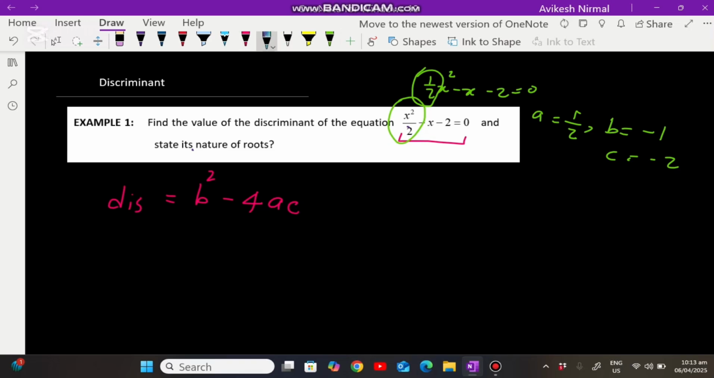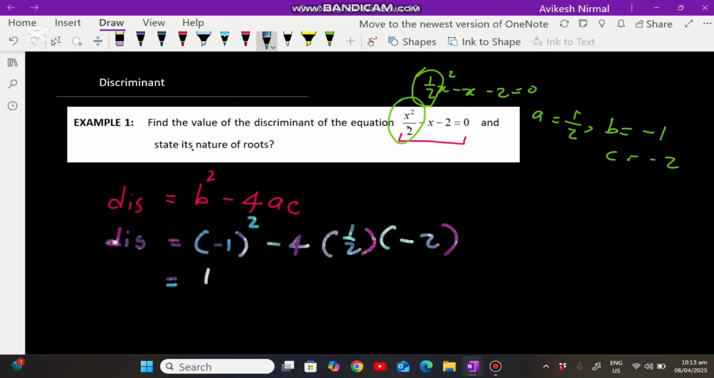Now we can go ahead and put this in the formula. So the discriminant is equal to b, which is negative 1, squared, minus 4, a is half, and c is minus 2. Solving this, negative 1 squared is a positive 1, and half of minus 2 is minus 1, and minus 1 times minus 4 is a positive 4, and therefore the discriminant here is 5. So what do I do with this? What does this imply, or what does this mean?